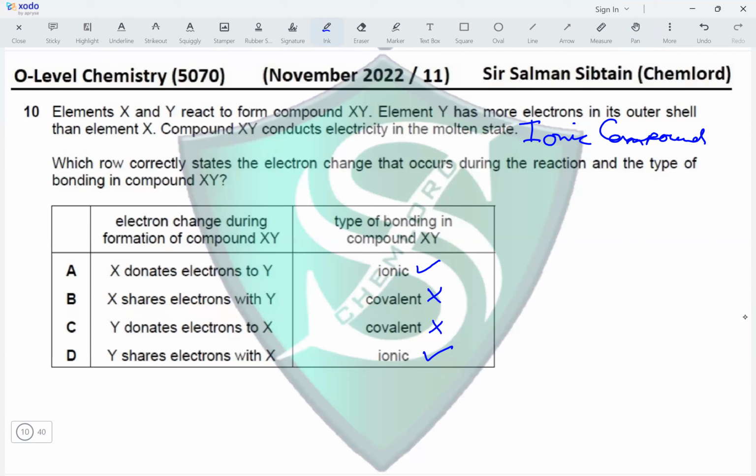In option A, X donates electrons to Y. Now, if you read the question again, it states element Y has more electrons in its outer shell. So, if it has more electrons, it will not be losing electrons, it will be gaining electrons. So, if element Y is gaining electrons, that means those electrons are coming from element X. Option A says X donates electrons to Y, and option D says Y shares electrons with X. Sharing of electrons is in covalent bonding. So, sharing is incorrect, making option A the correct option for this question.